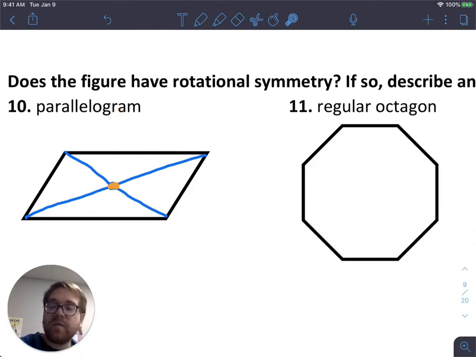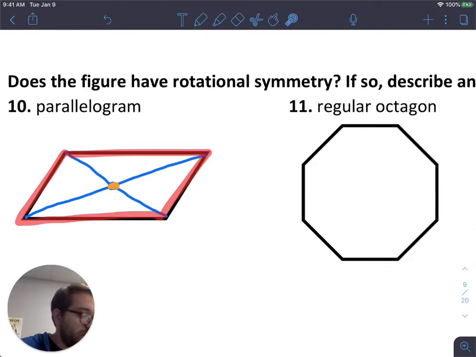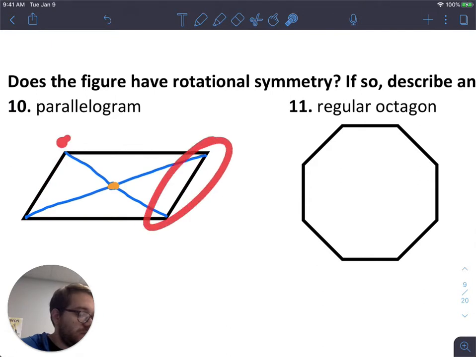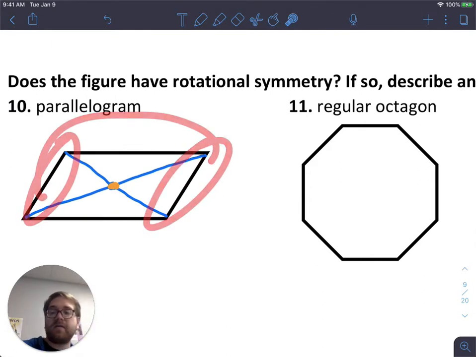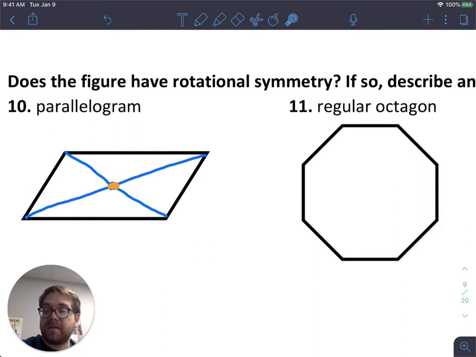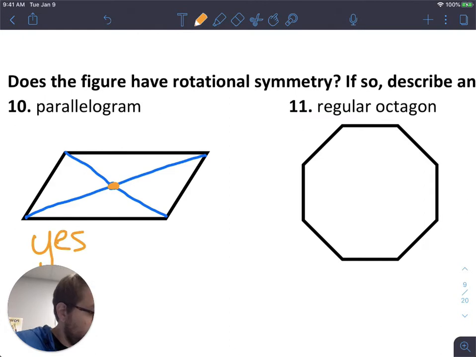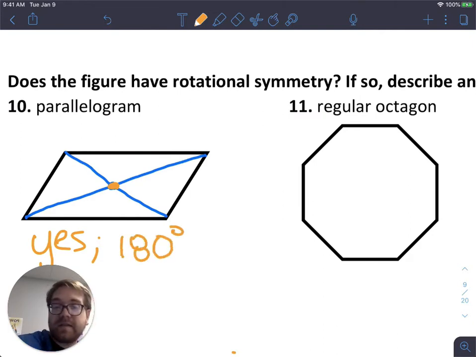But then if I rotate it one more time, 180 degrees, then it would map back onto itself. Because it looks the same over here as it does over here, and so if I switch them around, if I rotate 180 degrees, it would map onto itself. And so we would say that figure does have rotational symmetry. So yes, it does have rotational symmetry, and we say when it rotates 180 degrees, it maps onto itself.